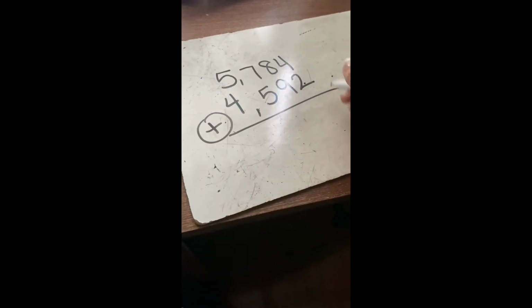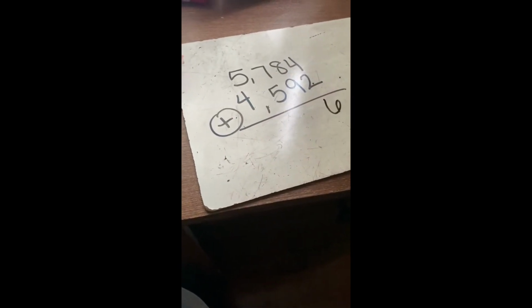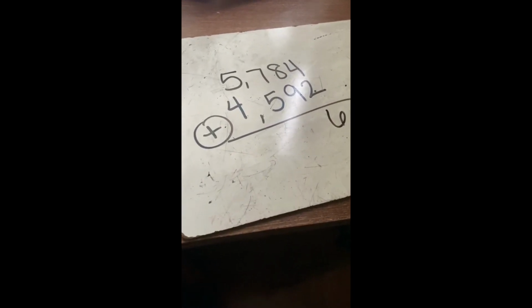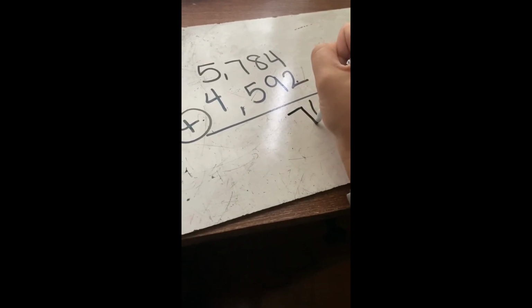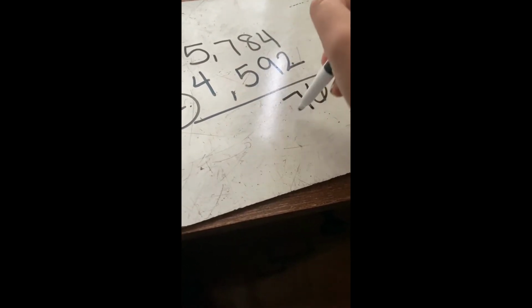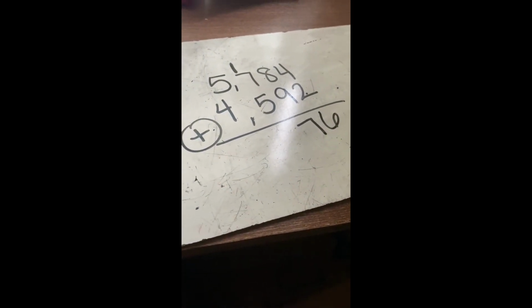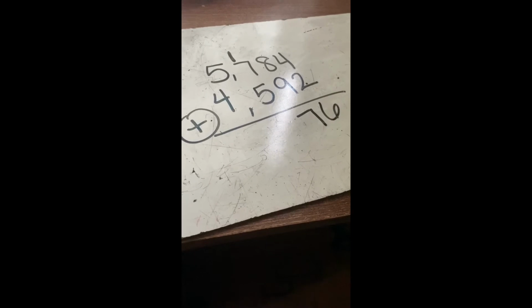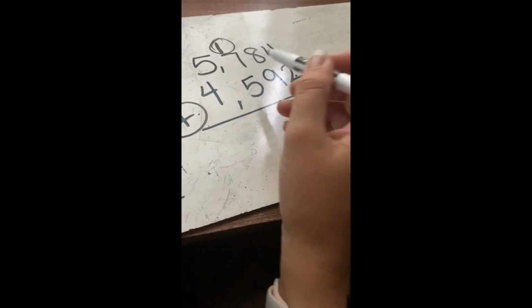4 plus 2 is 6. 8 plus 9 is 17. 17's too big because really it's 80 and 90, which makes 170. And the 100 needs to go up here. So I'm regrouping into my hundreds place. The hundreds place gets another 100.